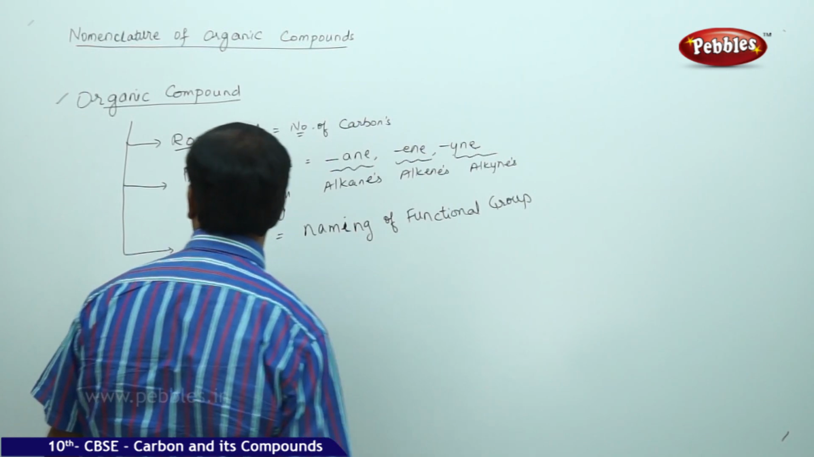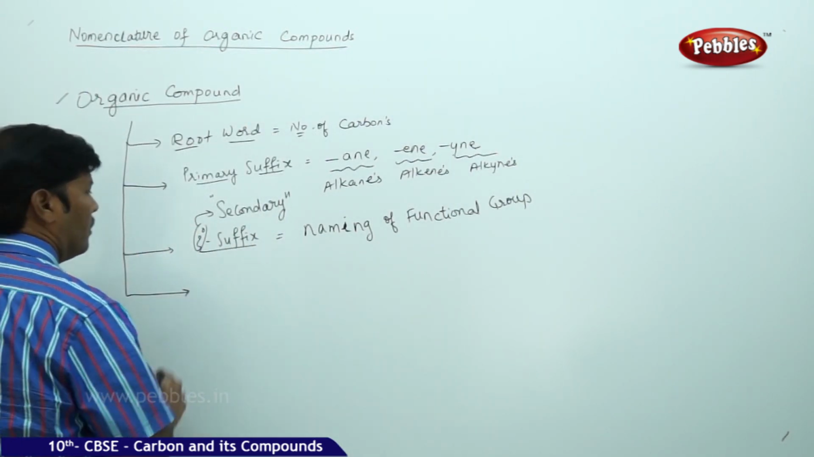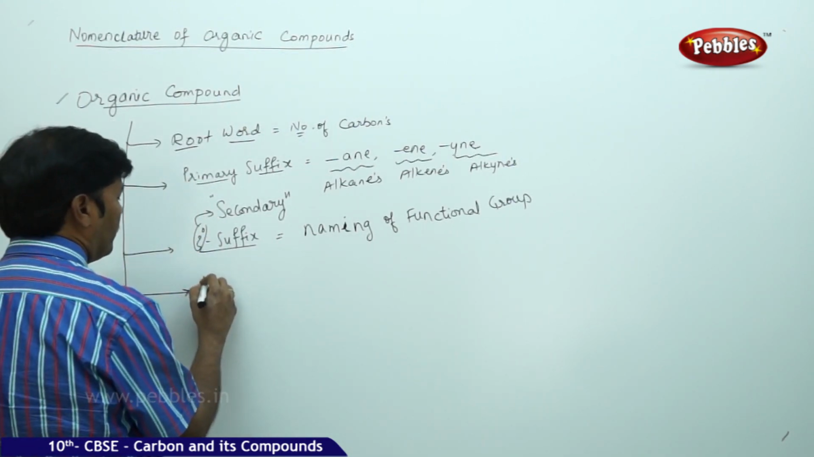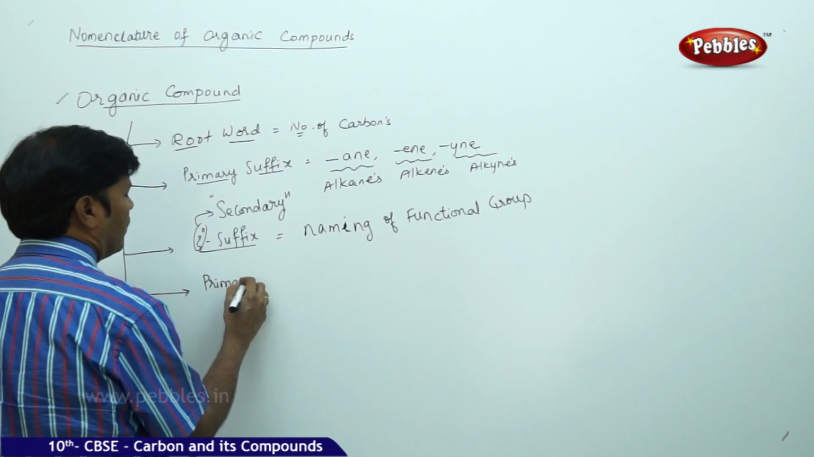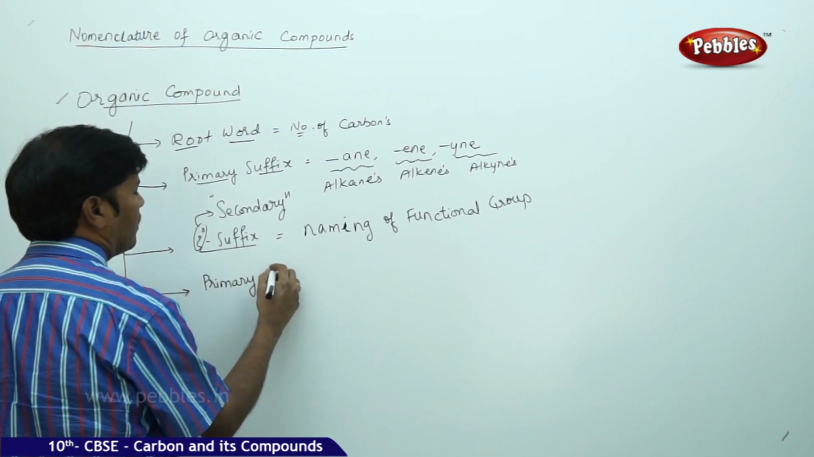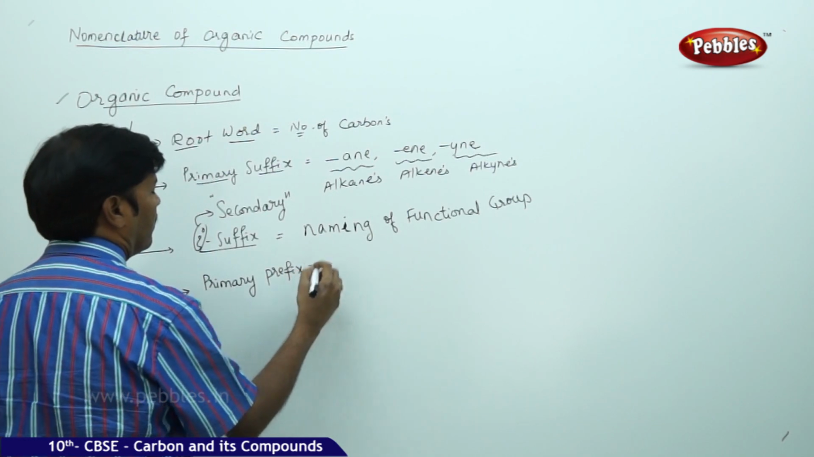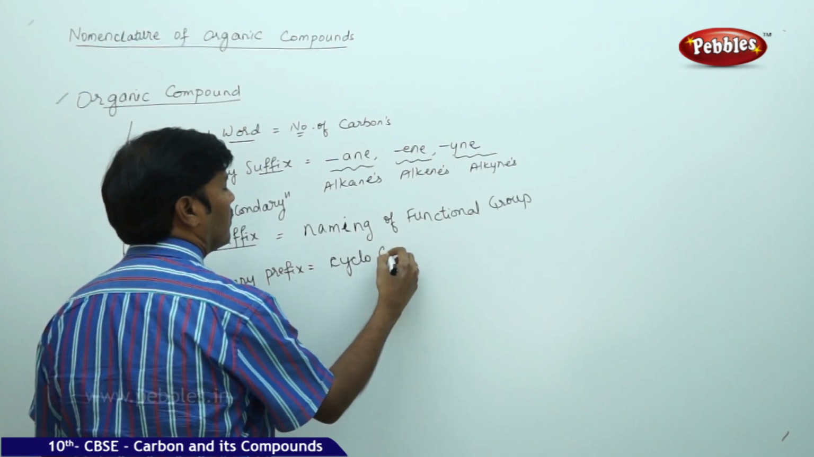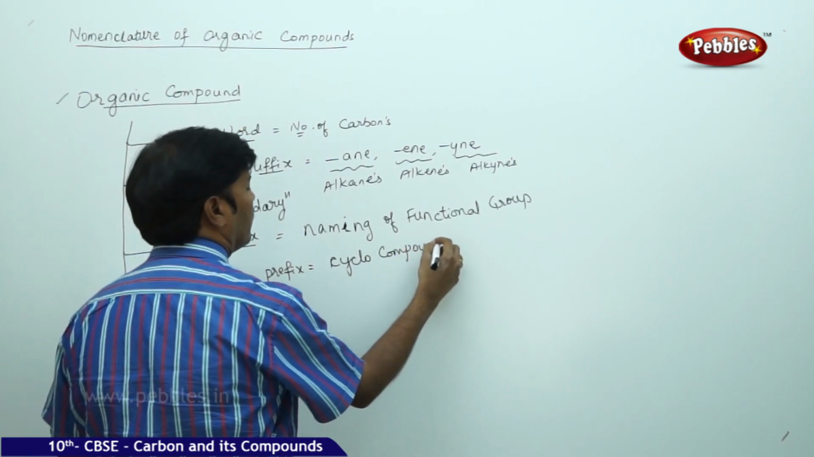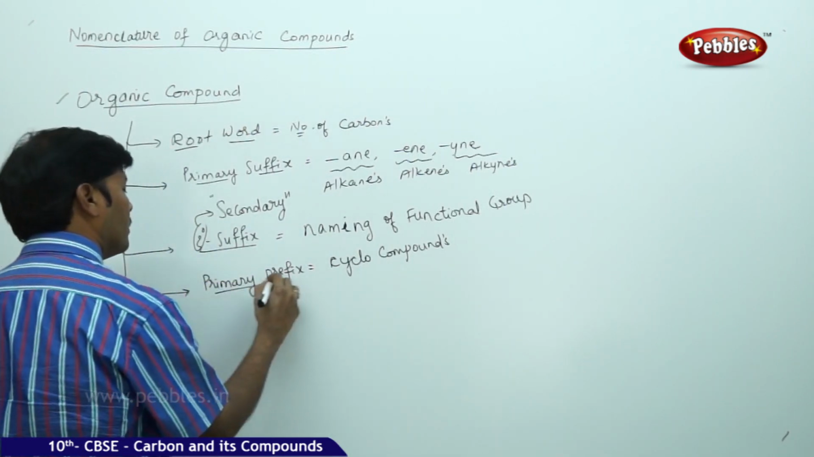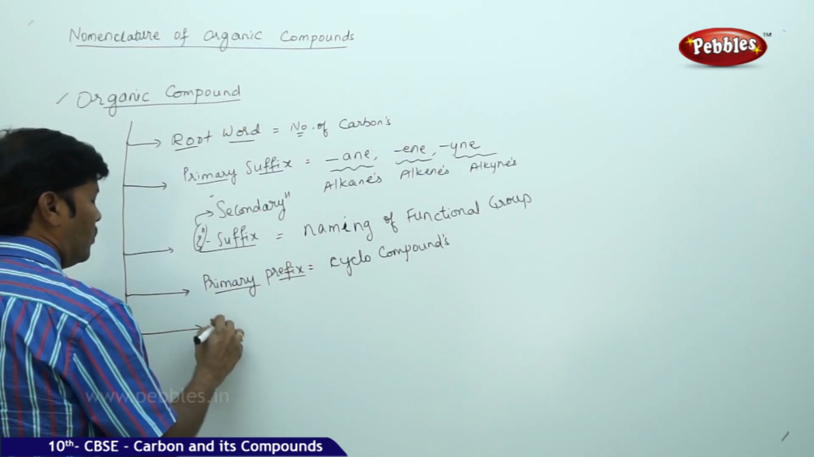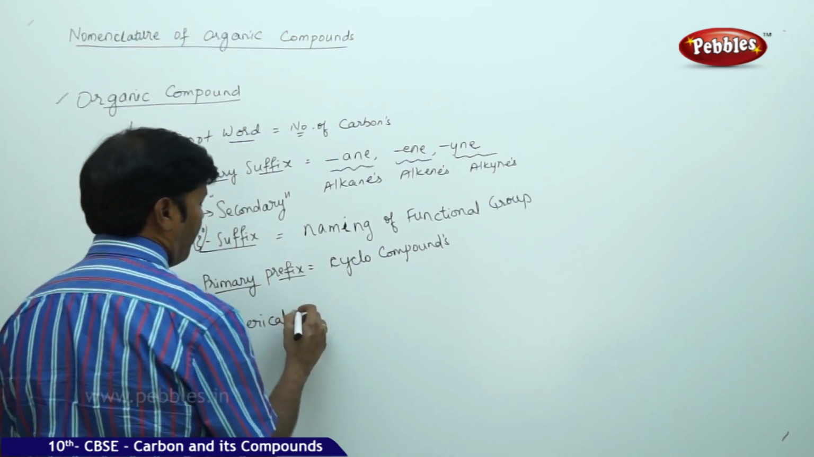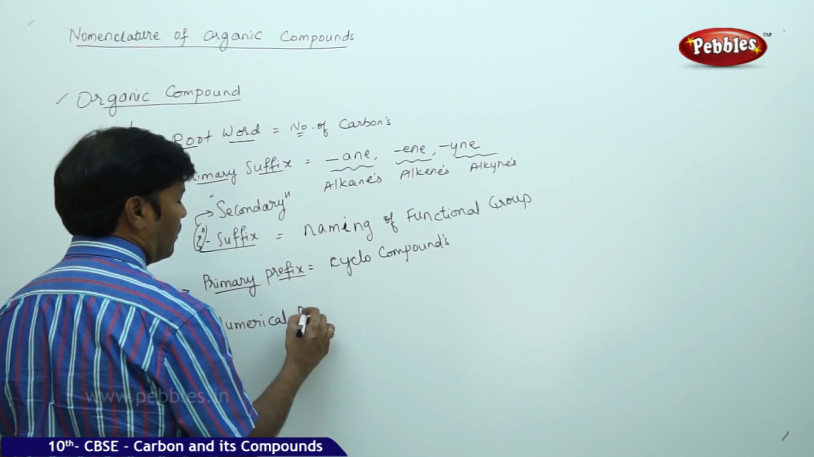Naming of the functional group. Then you can take the primary prefix. Primary prefix is used for cyclo compounds. And the last one is the numerical prefix.